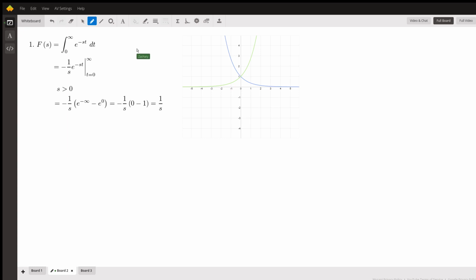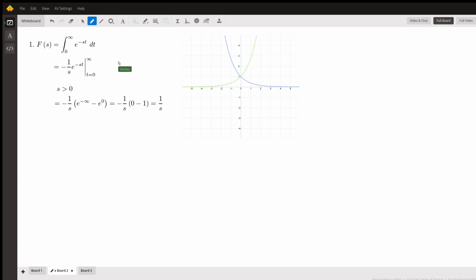And the integral of e to a function in the exponent is just e to that function, but divided by the derivative of the inside in terms of t. And so the derivative of the inside is negative s. And so we get 1 divided by s out front, all negative, times this function, e to the minus s times t. And so we're evaluating this function from 0 to infinity.